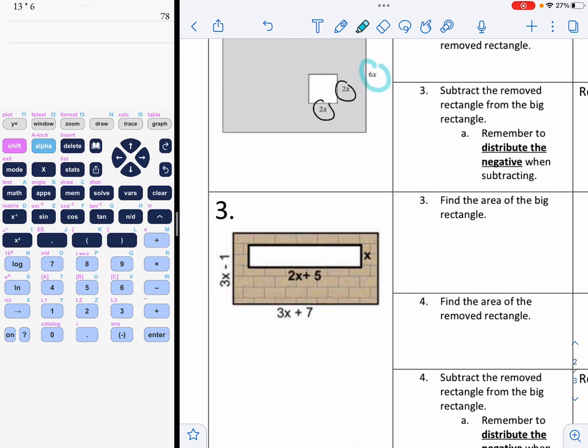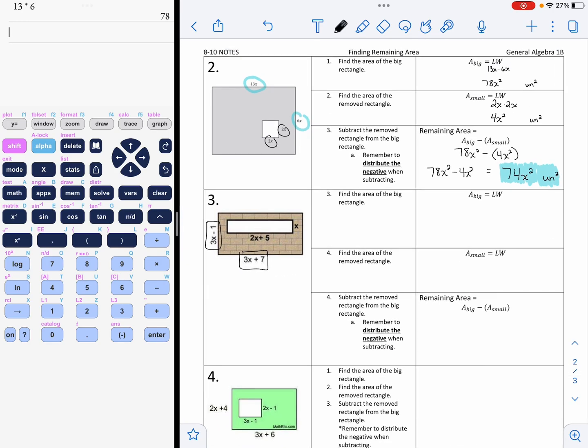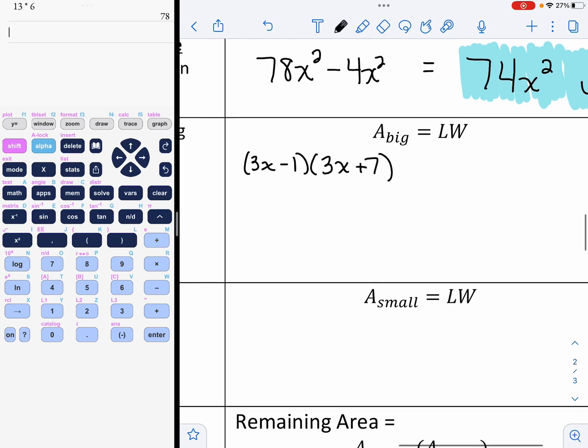All right, so number 3 is more like a brick wall, and it looks like maybe we have an elongated window. So the big rectangle, the outside rectangle, is 3x take away 1 and 3x add 7. So I need to find that area. So I have 3x take away 1, it's a binomial, and I do believe 3x add 7 was my other one. I need to double check.